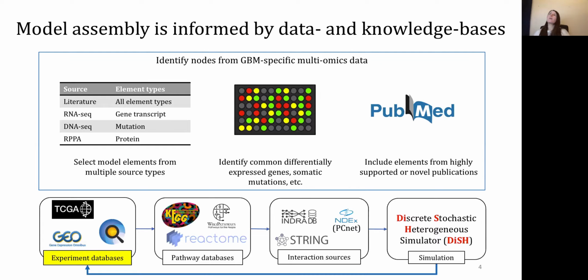And so the first step in model assembly is to identify nodes that are likely involved in glioblastoma stem cell signaling. To identify these nodes, we can go to experiment databases. From the Cancer Genome Atlas, we can find genes that are commonly differentially expressed or mutated. We can also utilize PubMed to find likely genes and proteins from highly supported publications or novel publications.